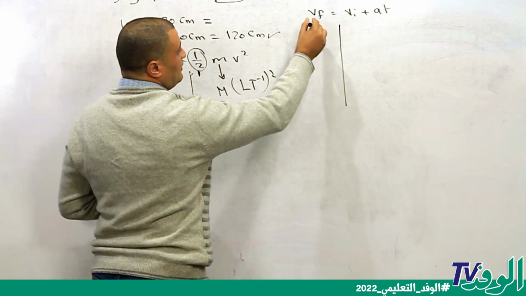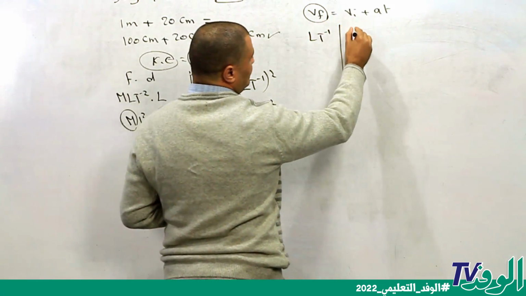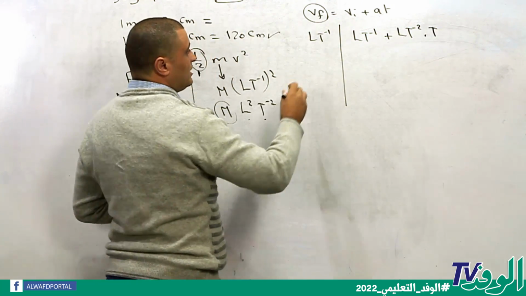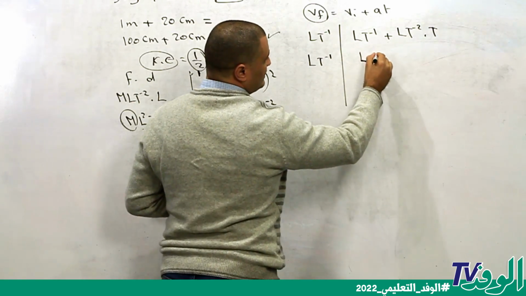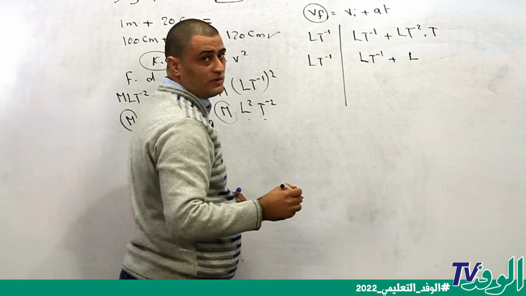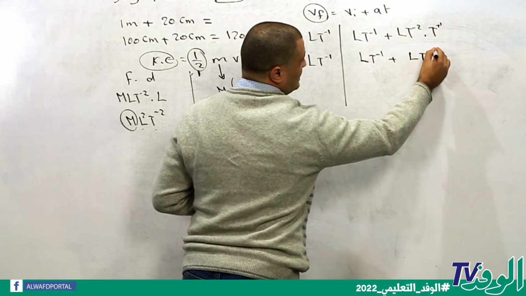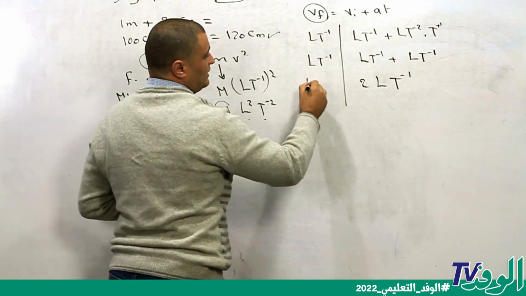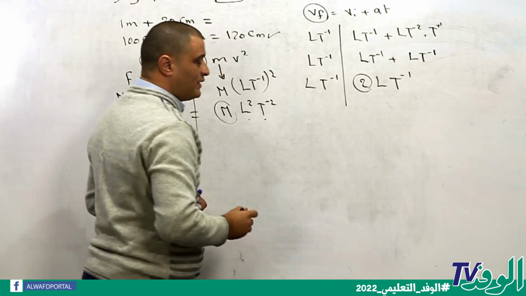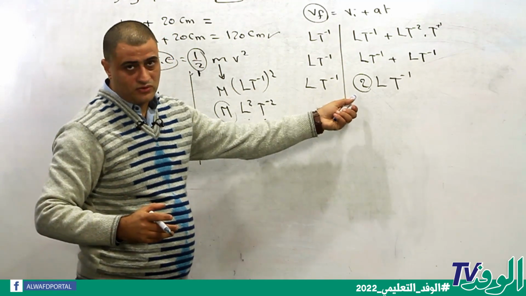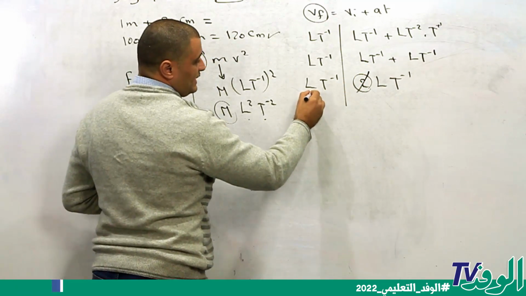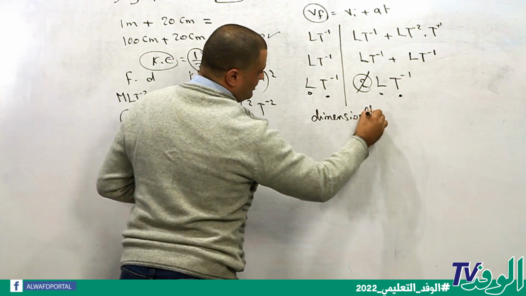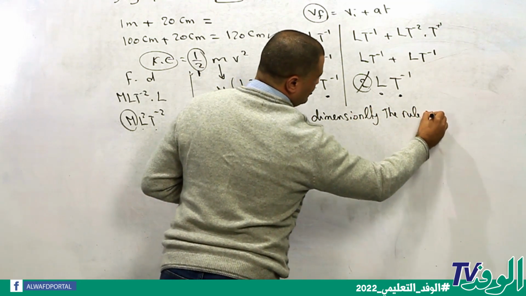Here velocity is L T power negative 1, plus acceleration L T power negative 2 times t. So L T power negative 1 plus L T power negative 2 times T power positive 1, so T power negative 1. We have T power negative 1 with T power negative 1, so they will equal L T power negative 1, L T power negative 1. They are similar because we don't treat the factor, so we can neglect it. The L is similar to L, T negative 1, T negative 1, so dimensionally the rule is correct.